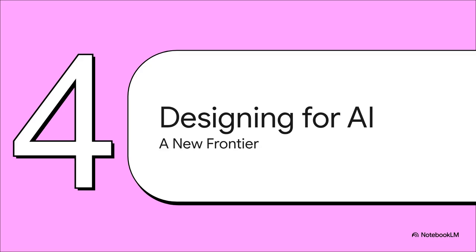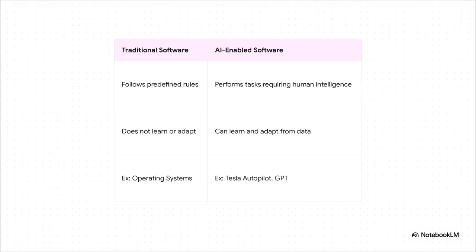Okay, so let's take all these timeless principles and bring them into the here and now. What happens when the software we're designing can actually learn and adapt all on its own? What happens when we have to design for AI? First, let's just level set on the difference here.